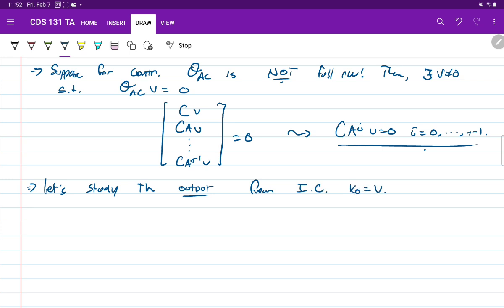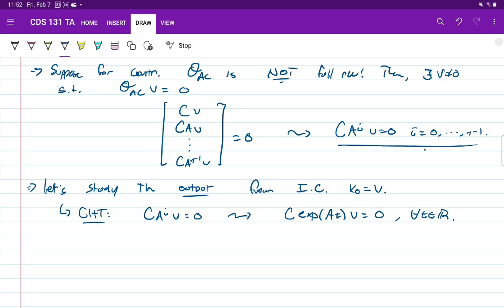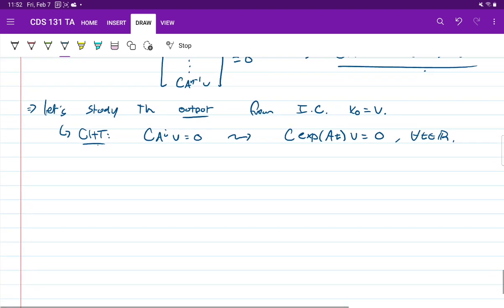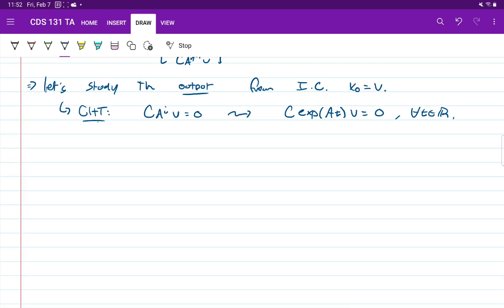Now, as a result of the Cayley-Hamilton theorem, what we have is that CA^i times v equals 0 implies that C times the exponential of At times v equals 0 for all t in R. Because remember, the Cayley-Hamilton theorem tells us that if the first n minus 1 powers have this property, where CA^i times v equals 0, then we're going to have that property for all n. If we have that property for all n, that means that the matrix exponential needs to vanish. Okay, so that's what the Cayley-Hamilton theorem tells us.